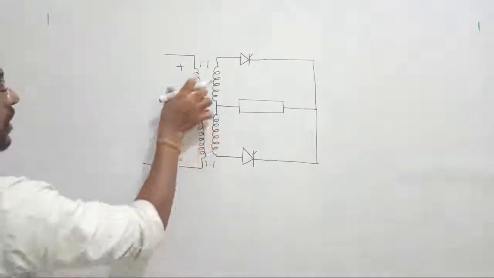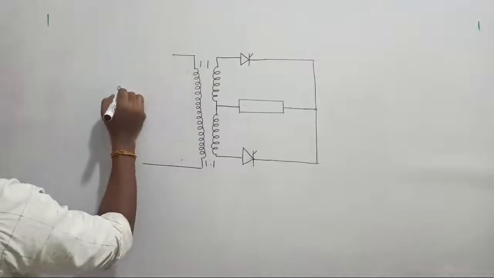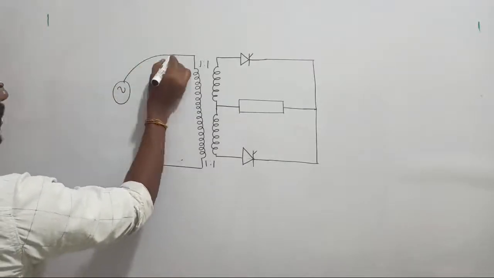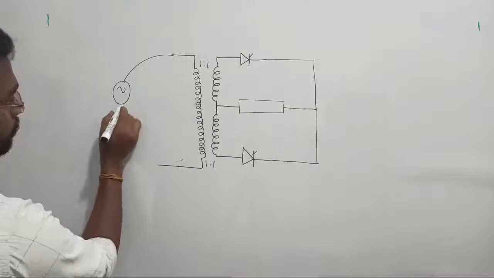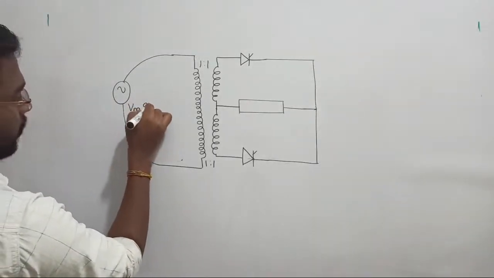Actually, let us continue our lecture with this. On the primary side, let us see what happened now. Let us take this supply and connect it with this circuit. Now here I am going to inject Vm sin omega t from the input side.